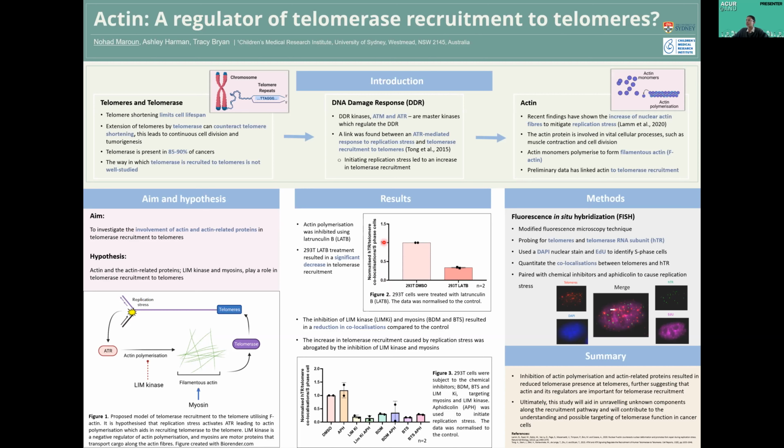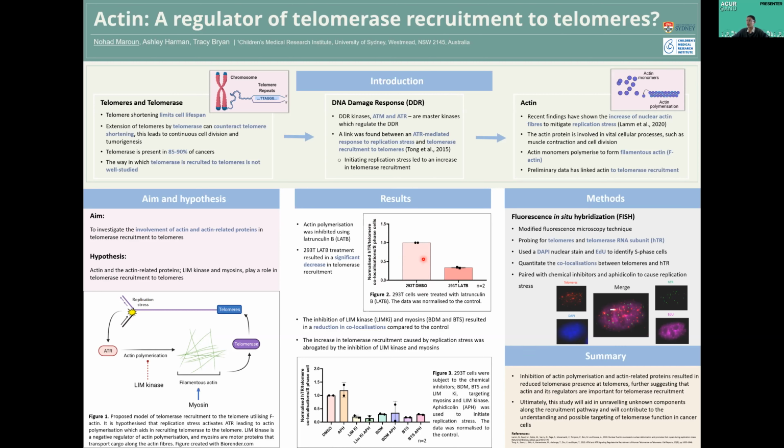The y-axis here denotes the number of HTR and telomere foci that have overlapped or co-localized, as I said, in the S-phase cells, so the EdU positive cells. So looking at the panel, latrunculin B treatment resulted in a significant decrease in telomerase recruitment compared to the control DMSO sample. This shows us that actin is involved in the telomerase recruitment pathway.